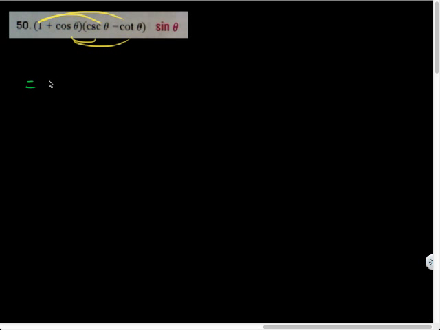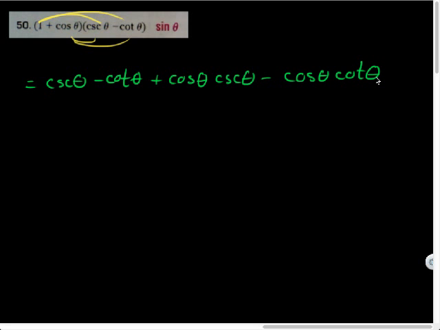Equals, multiply 1 by both of those. That would be cosecant theta minus cotan theta. And then multiply cosine by both of those. That would give me plus cos theta cosecant theta, minus cos theta cotan theta. Interesting. Isn't this beautiful? That's good stuff.